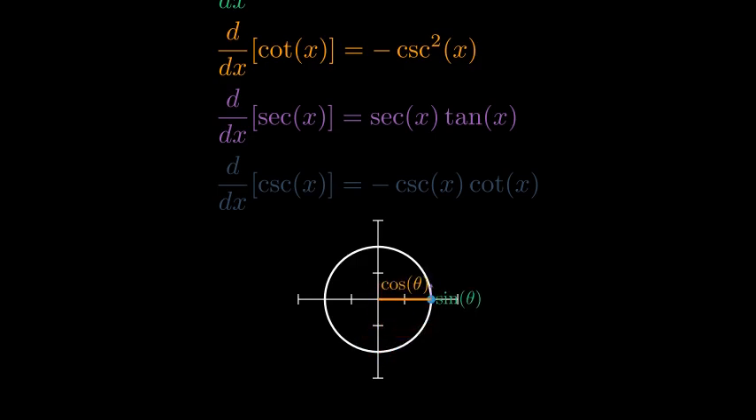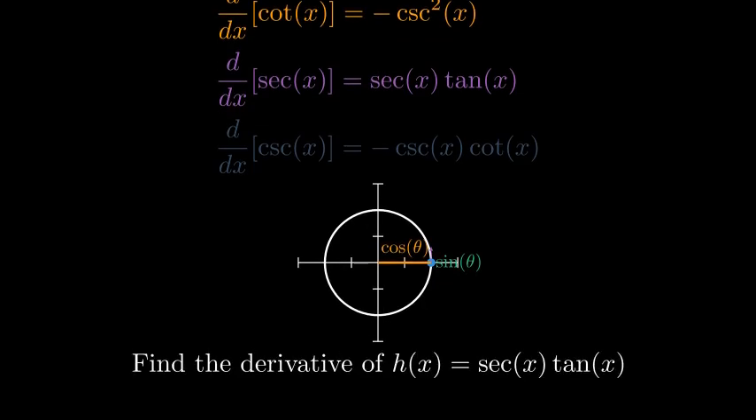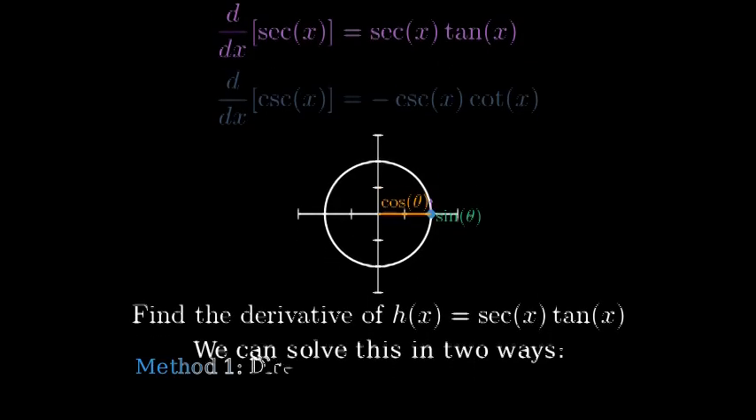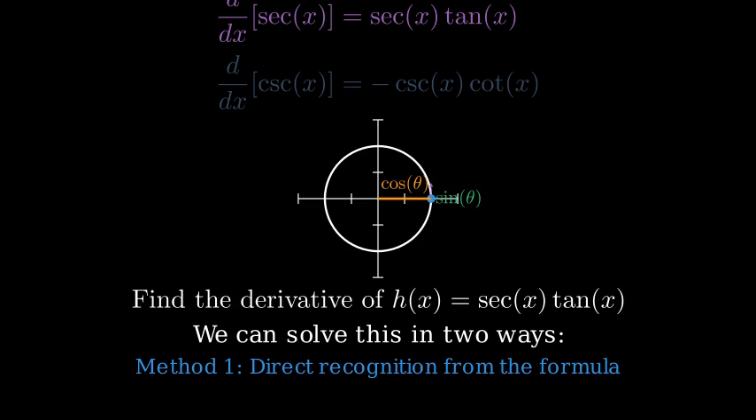Let's work through an example using trigonometric derivatives. Example 3. Find the derivative of h of x equals secant of x times tangent of x. For this particular example, we could use the product rule with u equals secant of x and v equals tangent of x. But actually, we can notice something interesting.